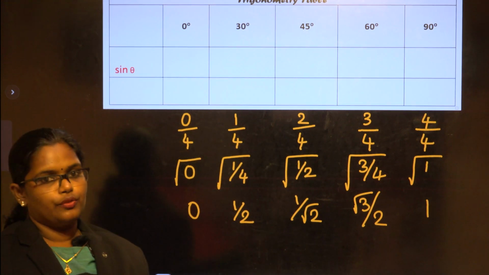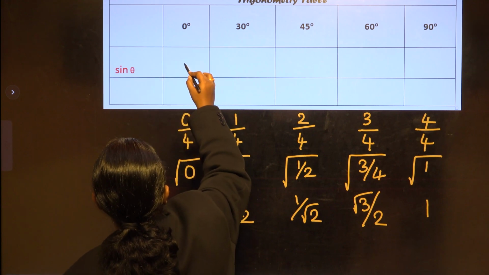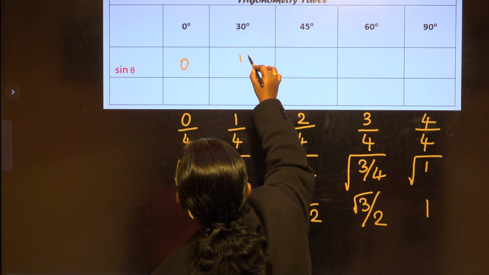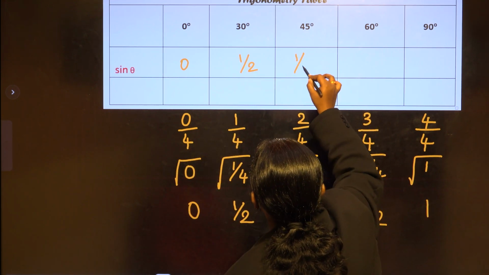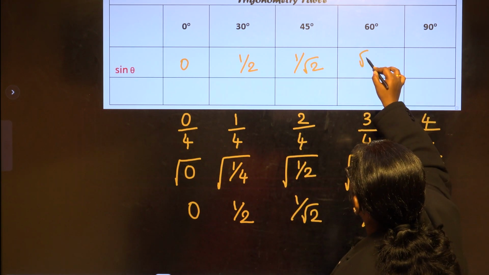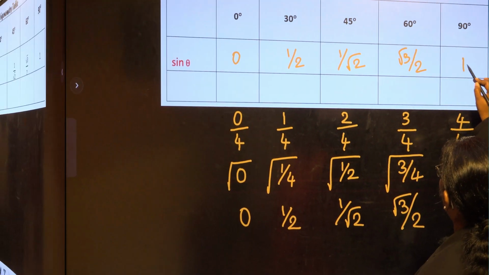These are the values for sine theta. So sine 0 is 0, sine 30 is 1 by 2, sine 45 is 1 by root 2, sine 60 is root 3 by 2 and sine 90 is 1.